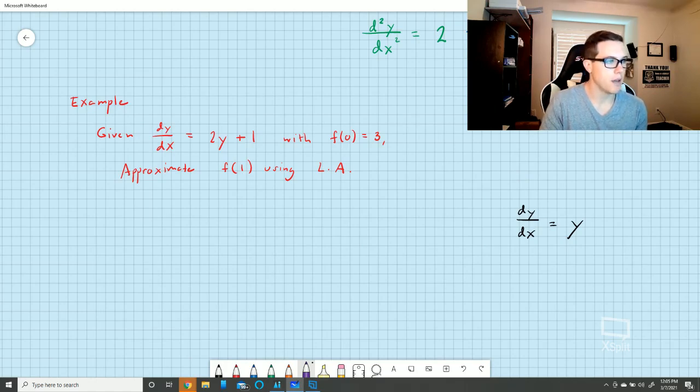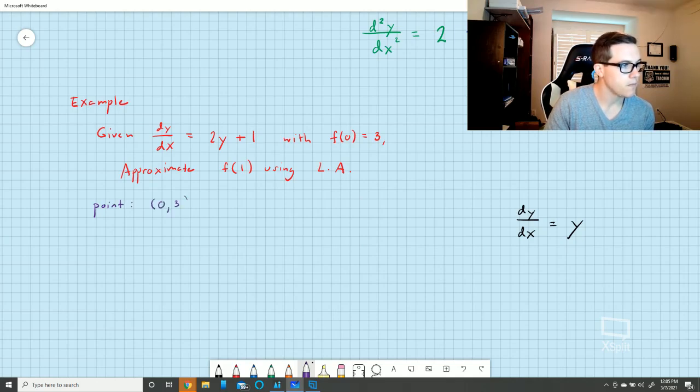But everything is the same. So we still do everything the same way. So let's get our point. Well, I gave you the point. Most of the time I will. But what about the slope in this case? The slope in this case, we plug the coordinate in.